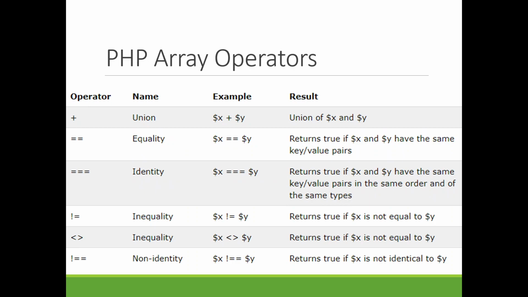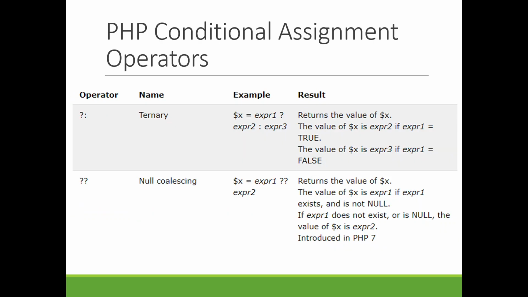Okay. Then we have some array operators. For this one again, I'm leaving it for you as a reading assignment, so please find time and understand them. Then we have the conditional assignment operators. Here we have two: the ternary operator and the null coalescing operator.